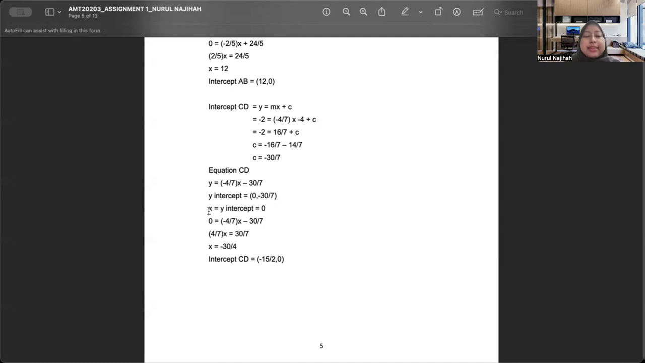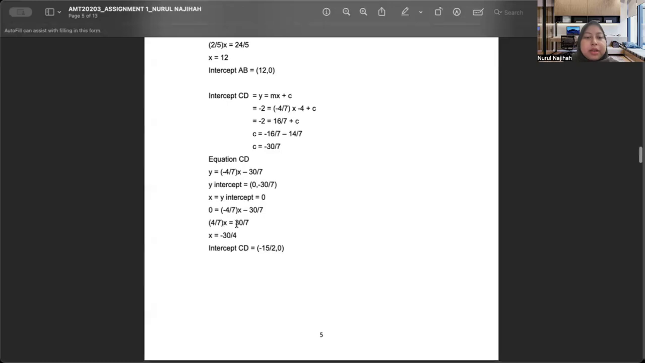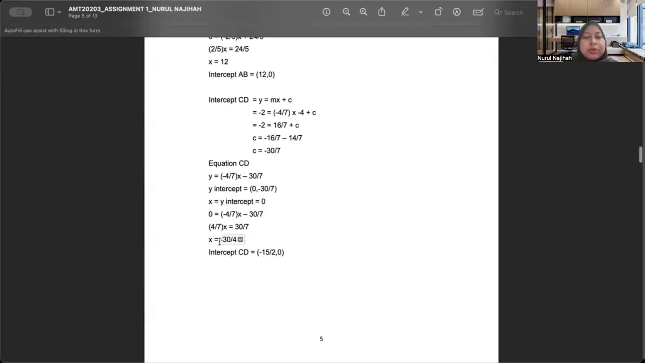On the other hand, the x-intercept is when y equals 0, because in the graph we can see that the line intersects the x-axis when y is 0. So we'll be touching the x-axis. By replacing this in the formula, we get the x coordinate, which is -30/4. So the intercept of CD will be at (-15/2, 0).